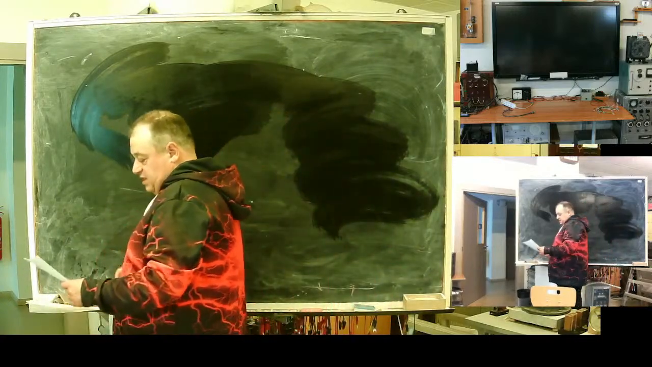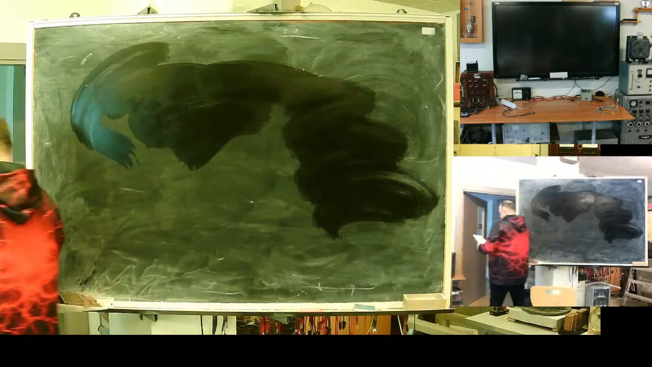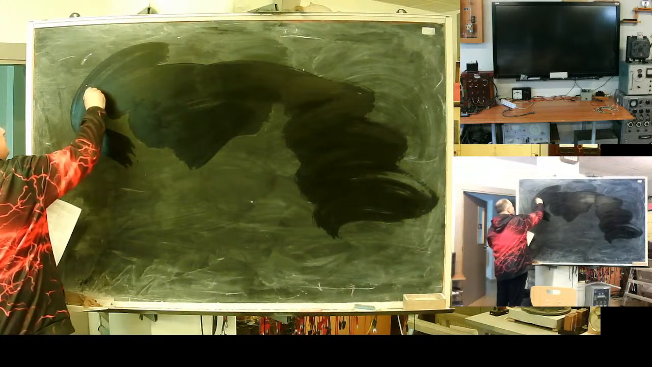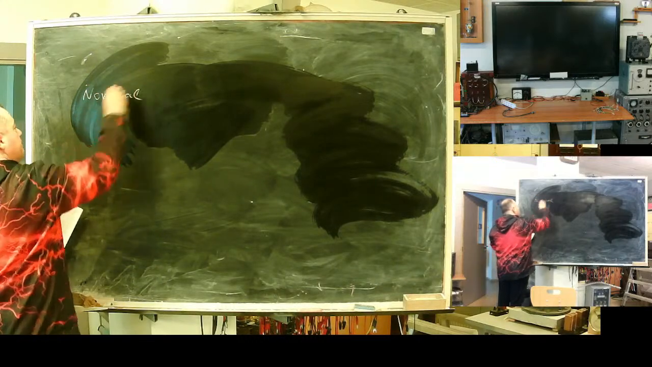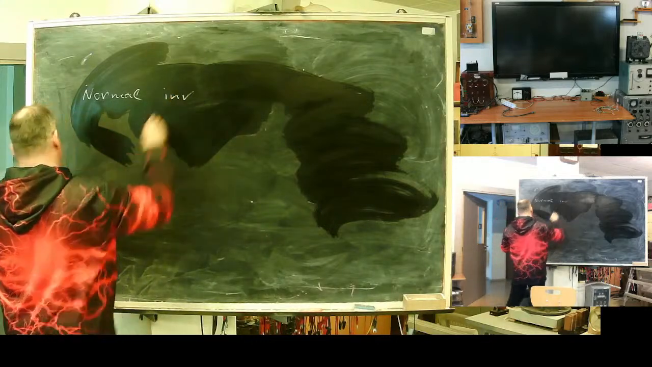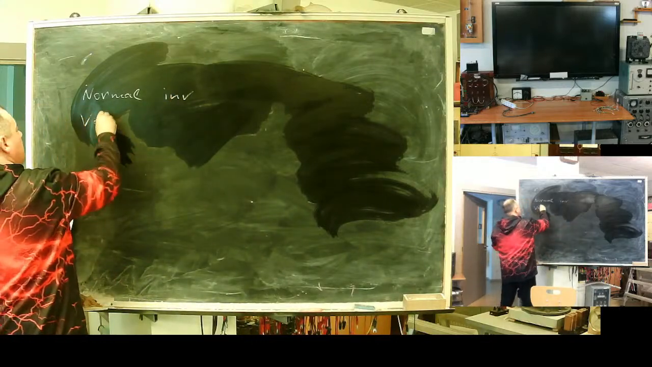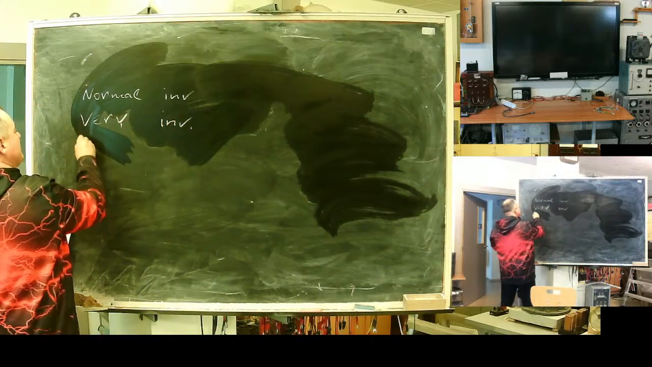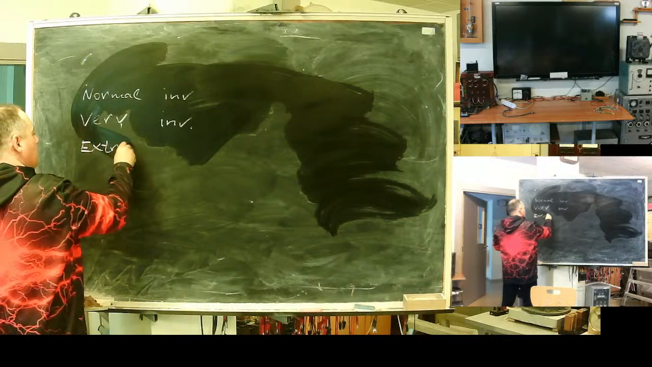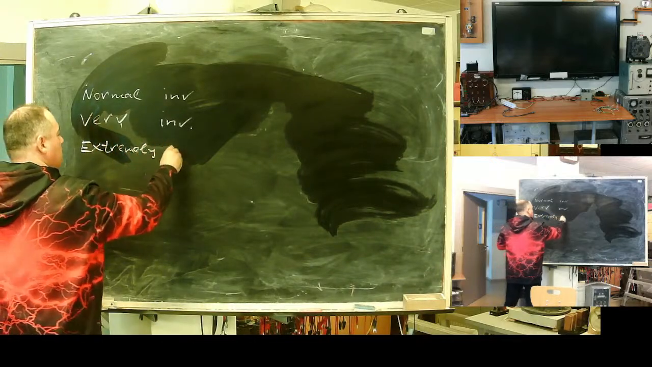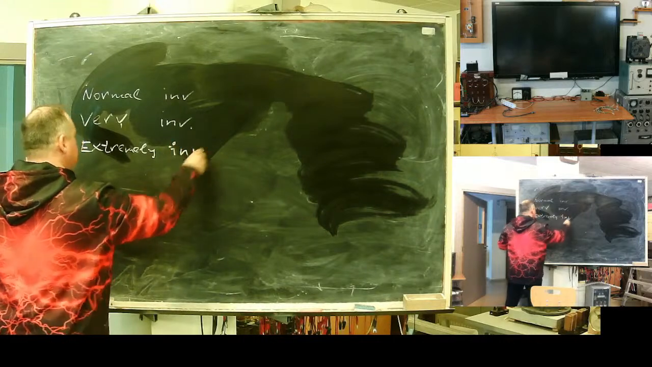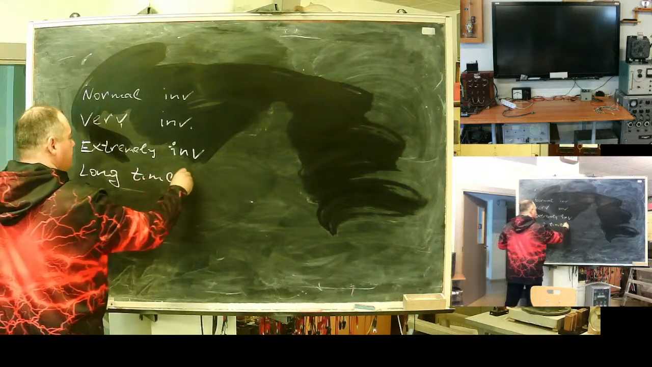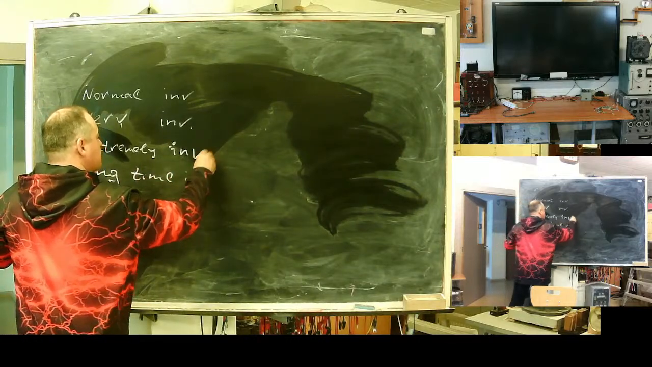So the standard defines 4 characteristic types: normal inverse, very inverse, extremely inverse, and long time inverse.